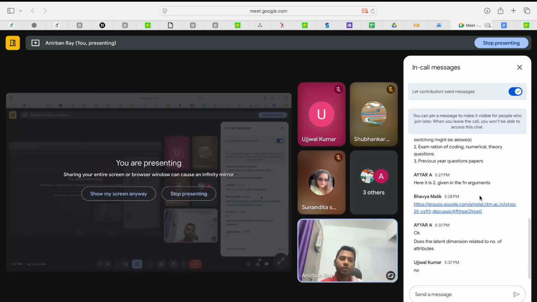Anything missed? Because we will build on this. Okay. Does the latent dimension relate to the number of attributes? No. The latent dimension is chosen by the modeler, whoever is coding it out, based on requirement.